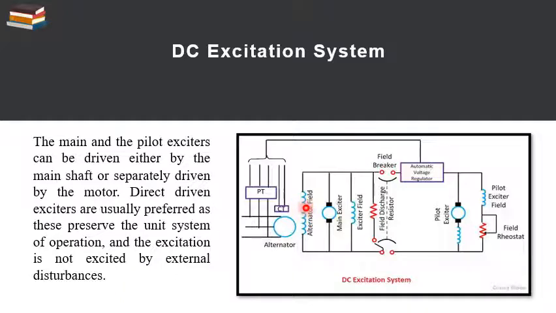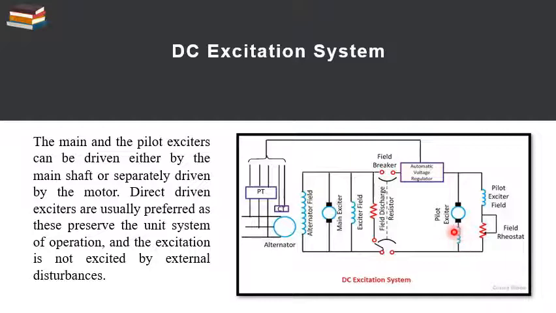So this is the alternator field winding and this is connected to the main exciter. This is the exciter field, this is the field discharge resistor, and this is called the field breaker, connected to the AVR, meaning the automatic voltage regulator system. The second one is the pilot exciter.